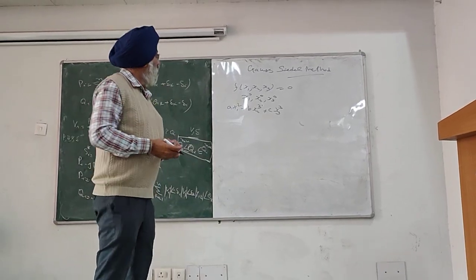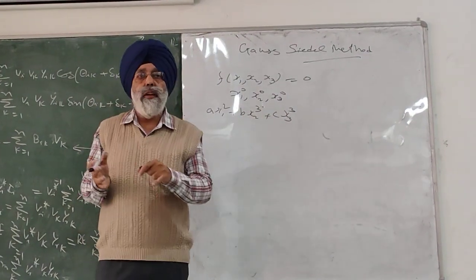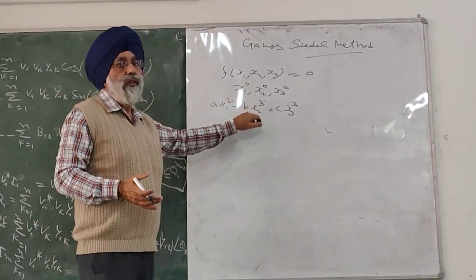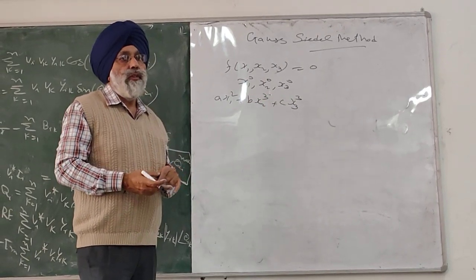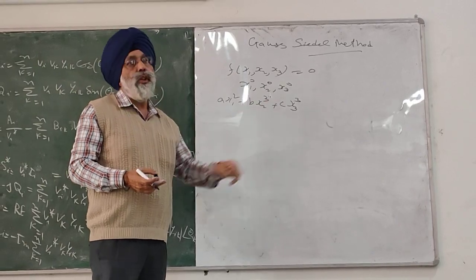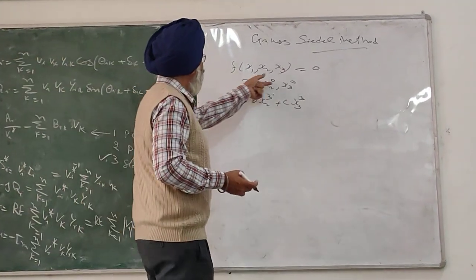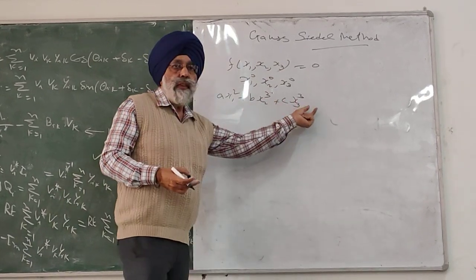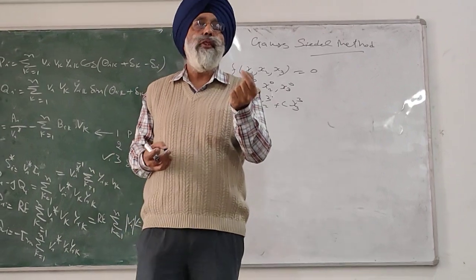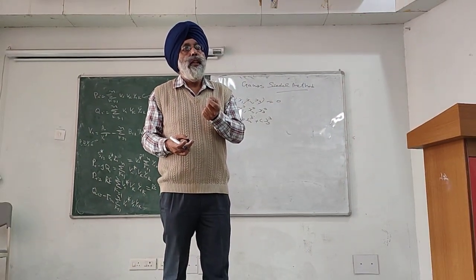So this a, b, c have some numerical values. A can be 2, B can be 1, C can be any value. So our objective is to find the values of x1, x2 and x3. We can substitute the initial assumed values in this equation, and if it gives 0, then we can say that we have found the accurate values of x1, x2 and x3.